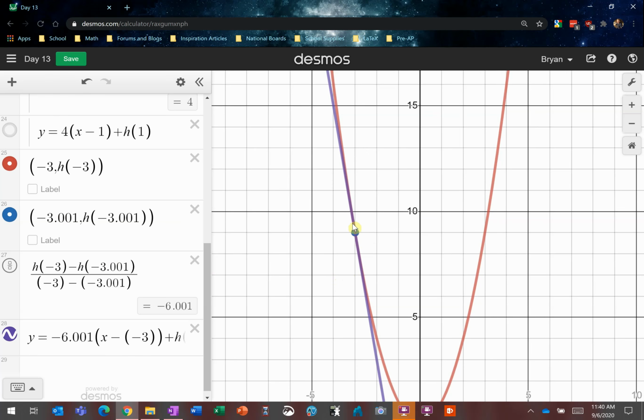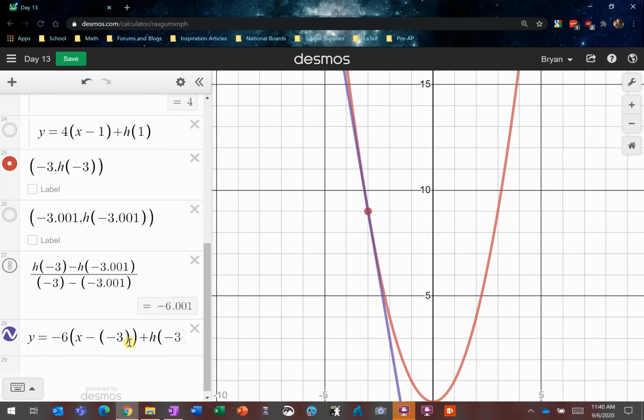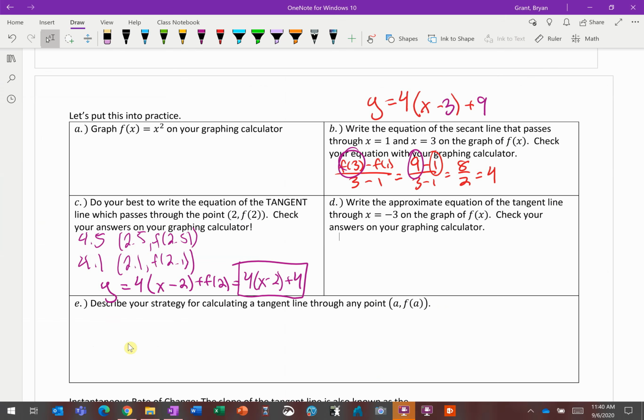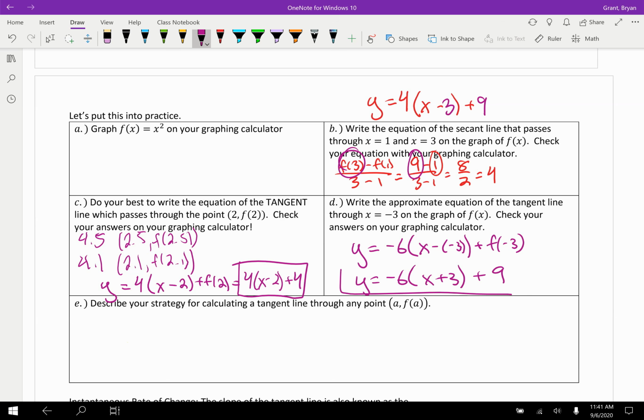There's a second point where it passes through. I bet, though, you could say, well, instead of negative 6.001, I bet that means the slope is probably negative 6. And you're right. That would be our perfect tangent line right here. So again, summarizing, we found a slope of negative 6, y equals negative 6 times x minus negative 3 plus f of negative 3, or simplifying slightly, x plus 3, then f of negative 3 is 9, and this is our tangent line.